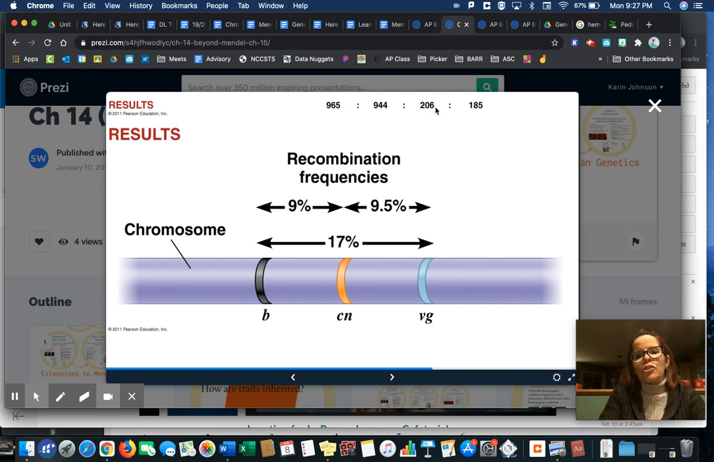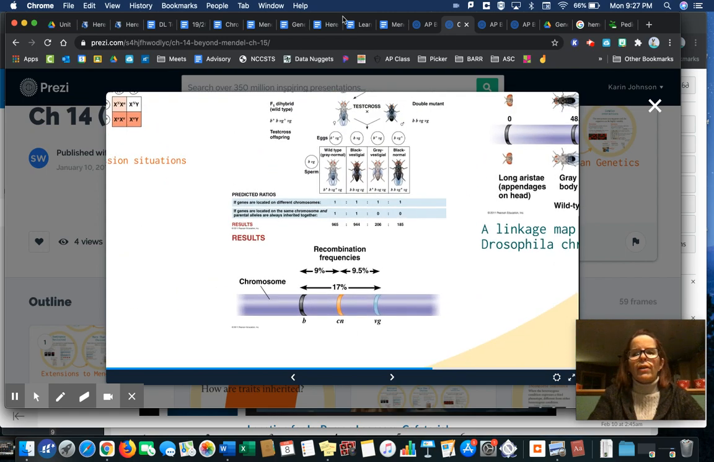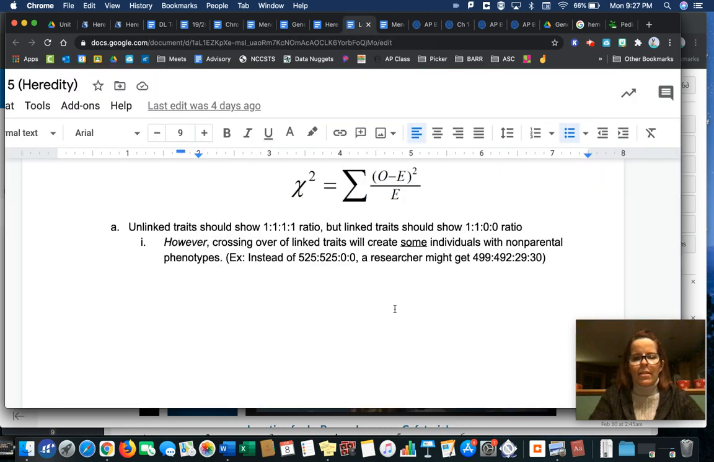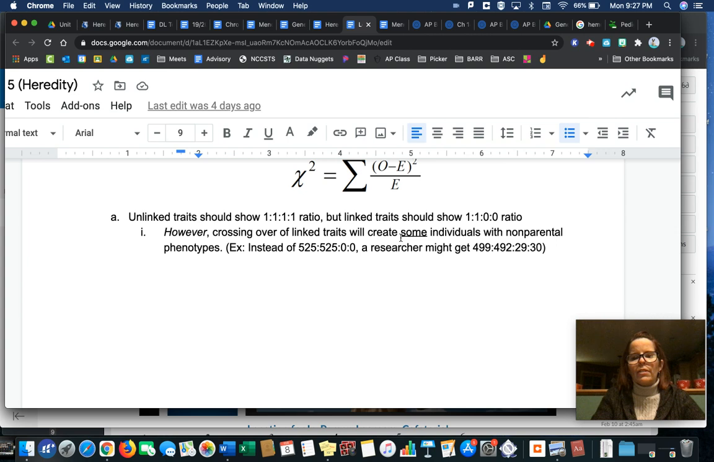So that's where we did the 206 plus 185. Those are the recombinants. So these two numbers added together, divided by the total number of offspring, was 17%. And so we learned that they were 17 map units apart on the chromosome, and that's why they separated 17% of the time. And then you can calculate a little more information once you add in another trait. Okay, so hopefully that made sense. However, crossing over linked traits will create some individuals with non-parental phenotypes, and I give you an example here of what that would be.